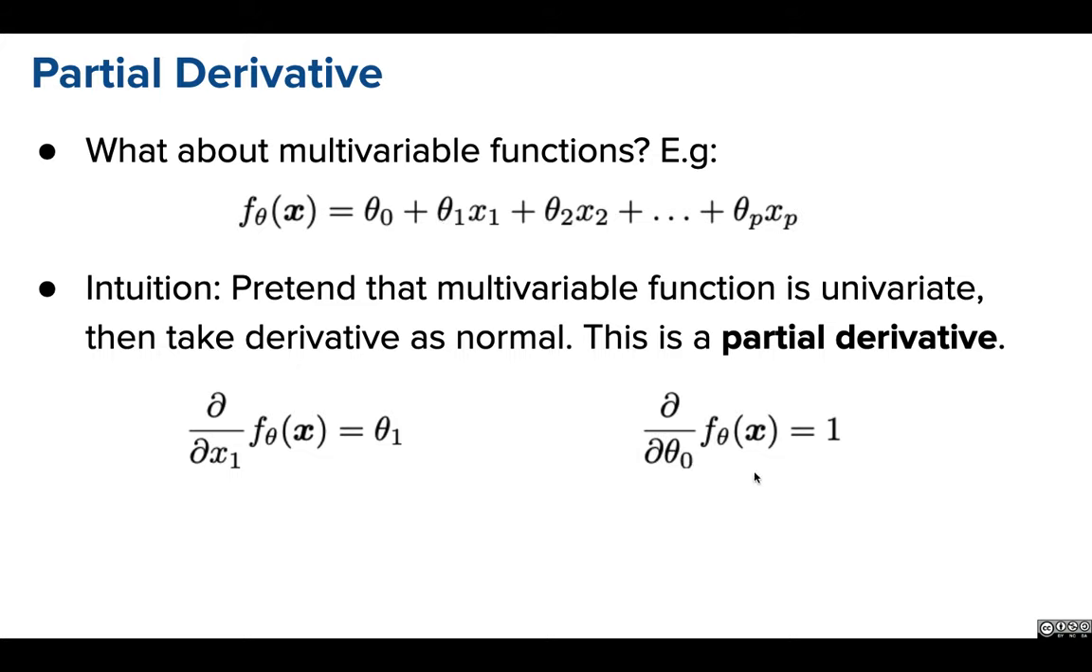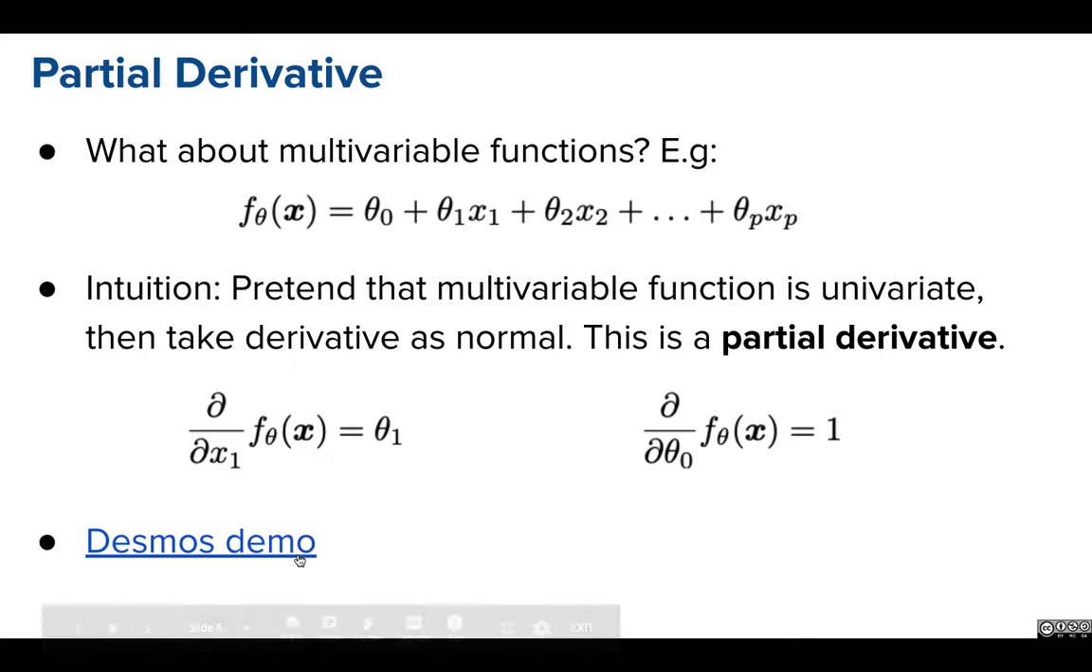Similarly, if I take the partial derivative with respect to theta sub 0, this becomes just a number 1, because the partial derivative of theta sub 0 is 1, and the partial derivative of all the other terms is 0. Are there any questions about doing partial derivatives here? Okay. Let me show you a demo again.